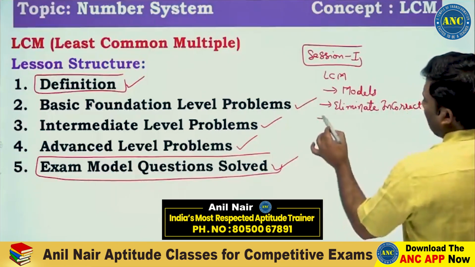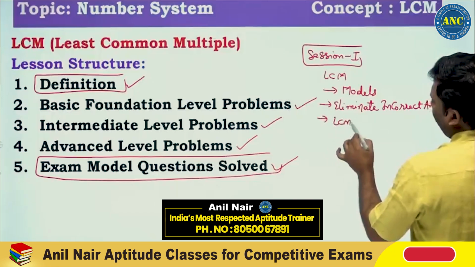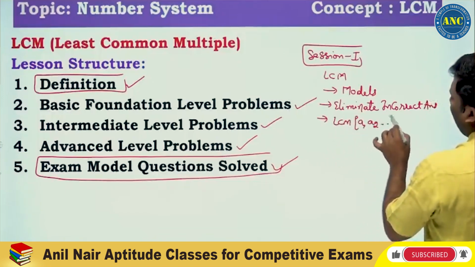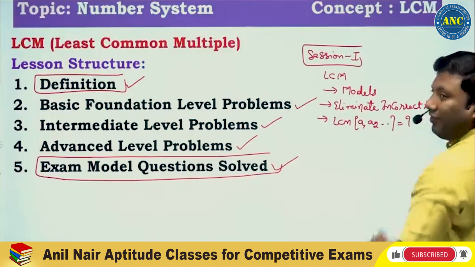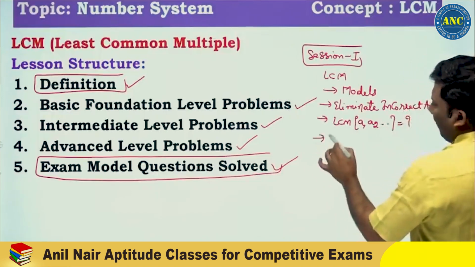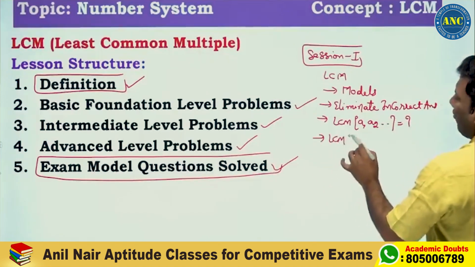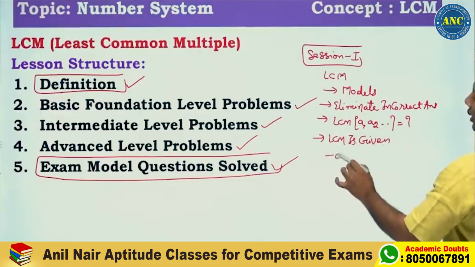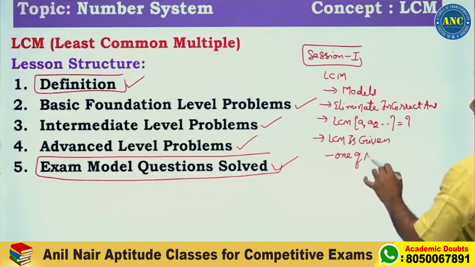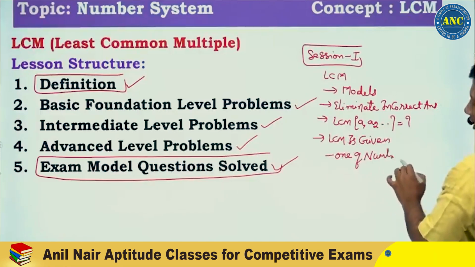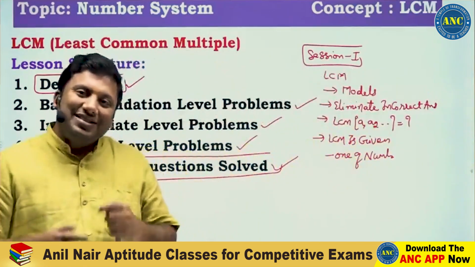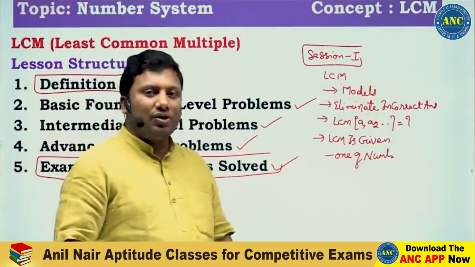Then we will discuss how to find out the LCM of the given numbers, which everybody knows. What if LCM is given, and one of the numbers we have to find? For example, LCM of A comma 20 equivalent to 60. LCM of A comma B equivalent to 72.